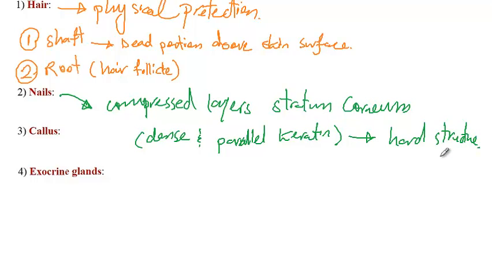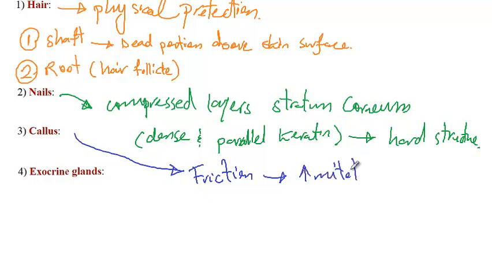The next structure is callus. And so basically over areas of the skin that there is too much friction, there would be increased mitotic activity at the stratum basale layer. So friction will induce increased mitotic activity at stratum basale layer in order to form an extra layer of physical protection.